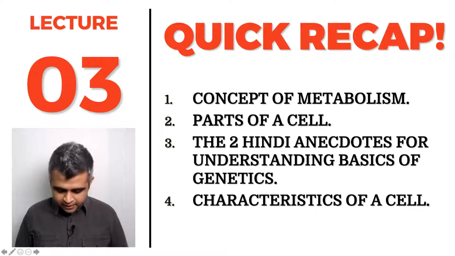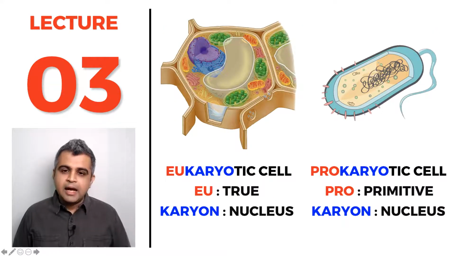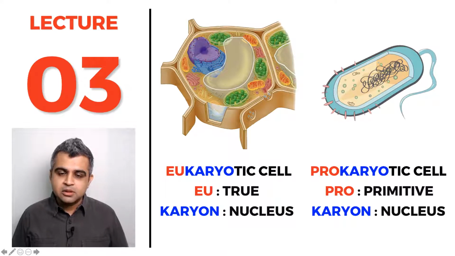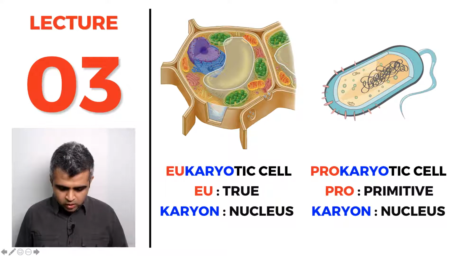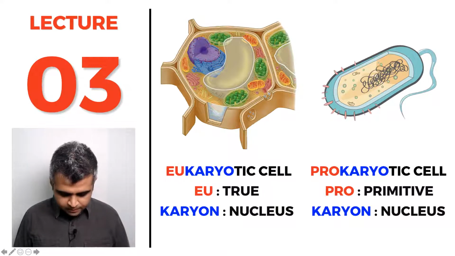So these were the characteristics of a cell that we saw. And we ended lecture number 3 with the concept of a eukaryotic cell and a prokaryotic cell. Plant cell and animal cell are eukaryotic cells, whereas bacterial cells are prokaryotic cells with a primitive nucleus. The eukaryotic cells, plant cell and animal cell, have a true organized nucleus. So that is what we saw about prokaryotic and eukaryotic cells.